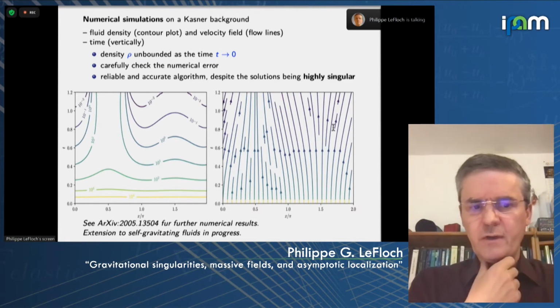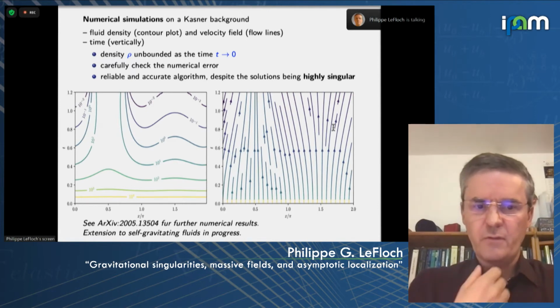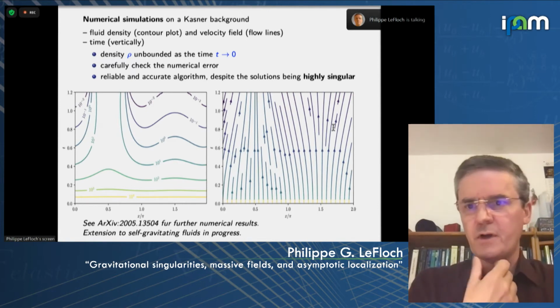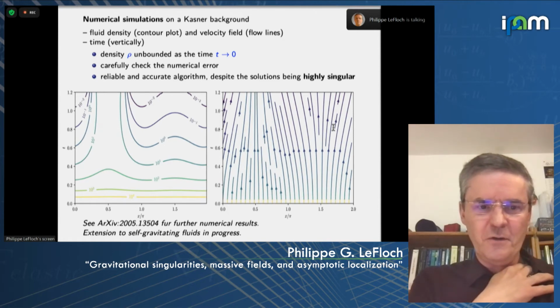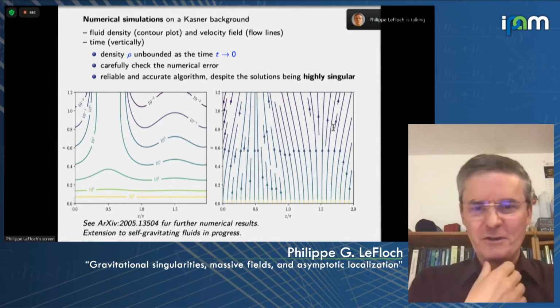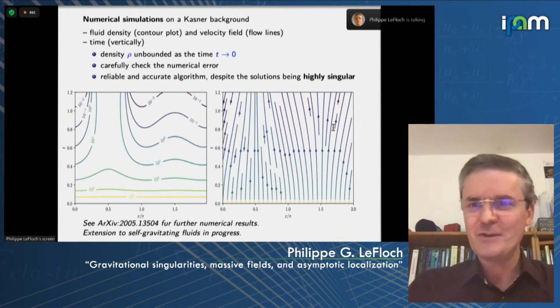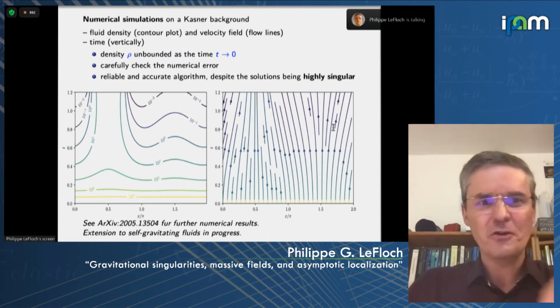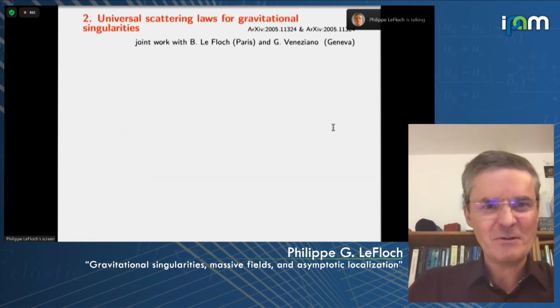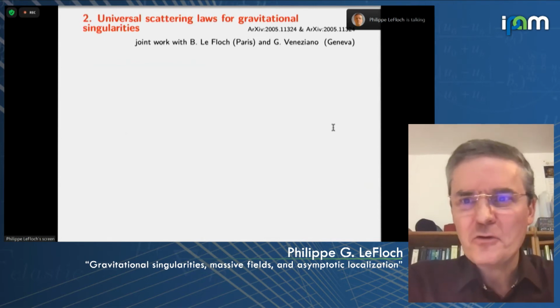So we are working on taking the self-gravitation effects into account, but this is not yet finished. One of the reasons is that traveling has become more difficult, and my collaborator, maybe you saw it, he's in Dunedin in New Zealand, very nice place, but it's a long trip from Europe.